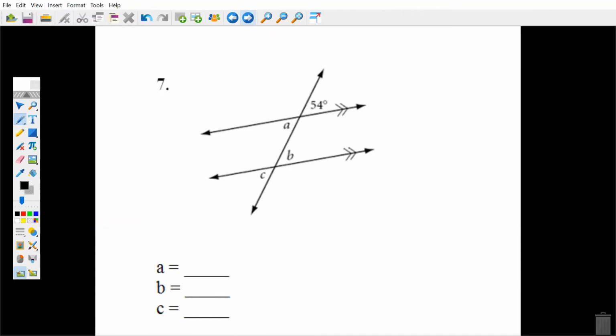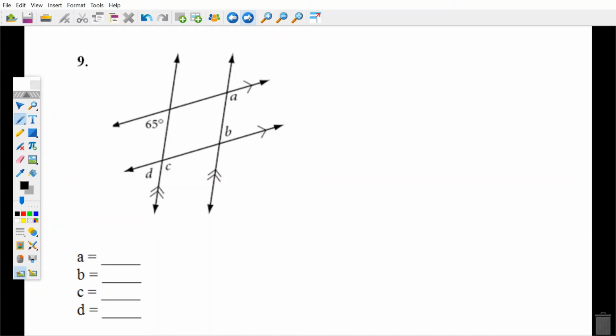For question 7 here, we need to find the 3 missing angles. Please pause and try now. The answer is A is vertically opposite to 54. So those will be equal. Angles A and B are alternate interior angles. So they will be equal, 54. And angles B and C are also vertically opposite, so they will be equal as well. That will also be 54 degrees. Next question.